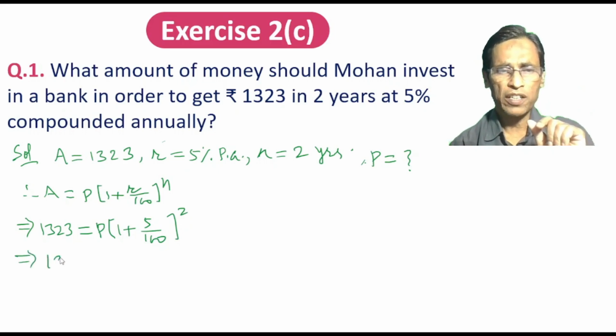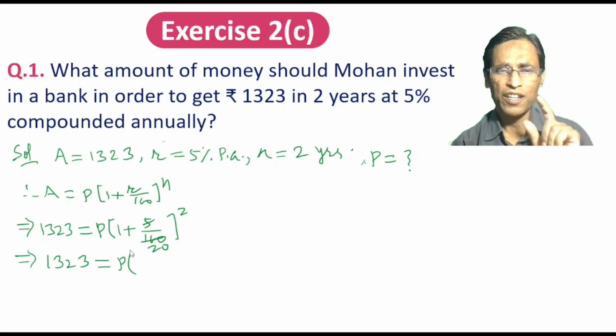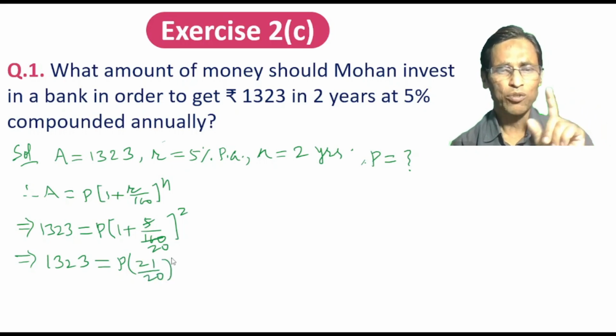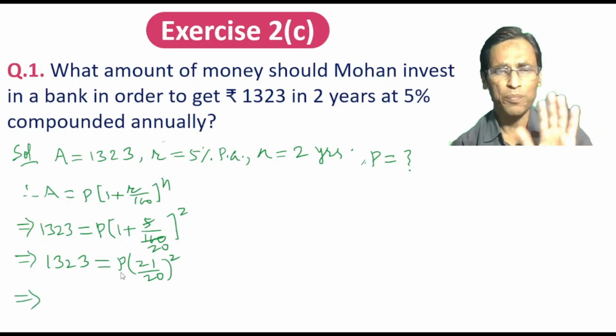Now 1323 and right side P times. 5 by 100 is 1 by 20, and 1 plus 1 by 20 comes 21 by 20. 21 by 20 and to the square. Now this is an equation in P. So we solve it for P.